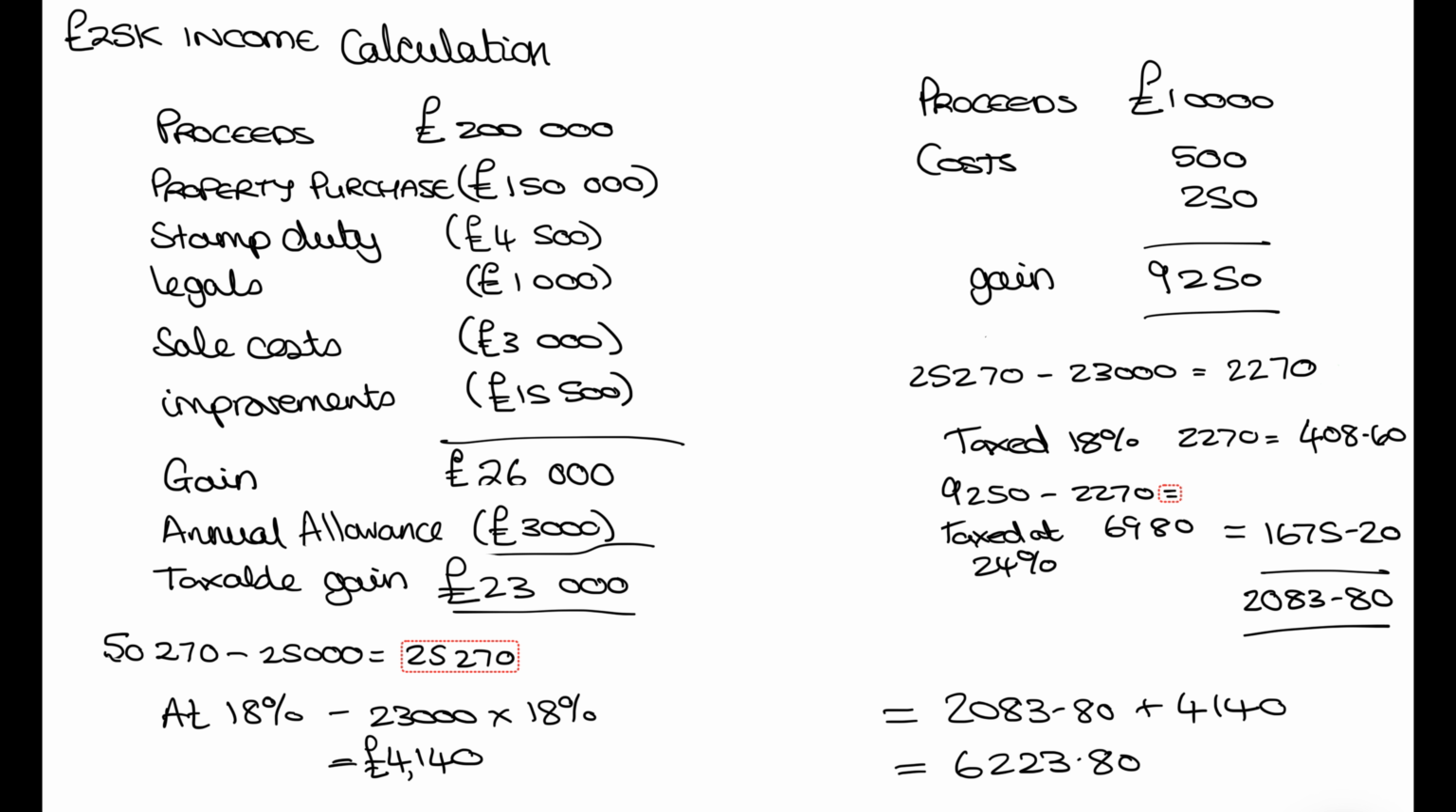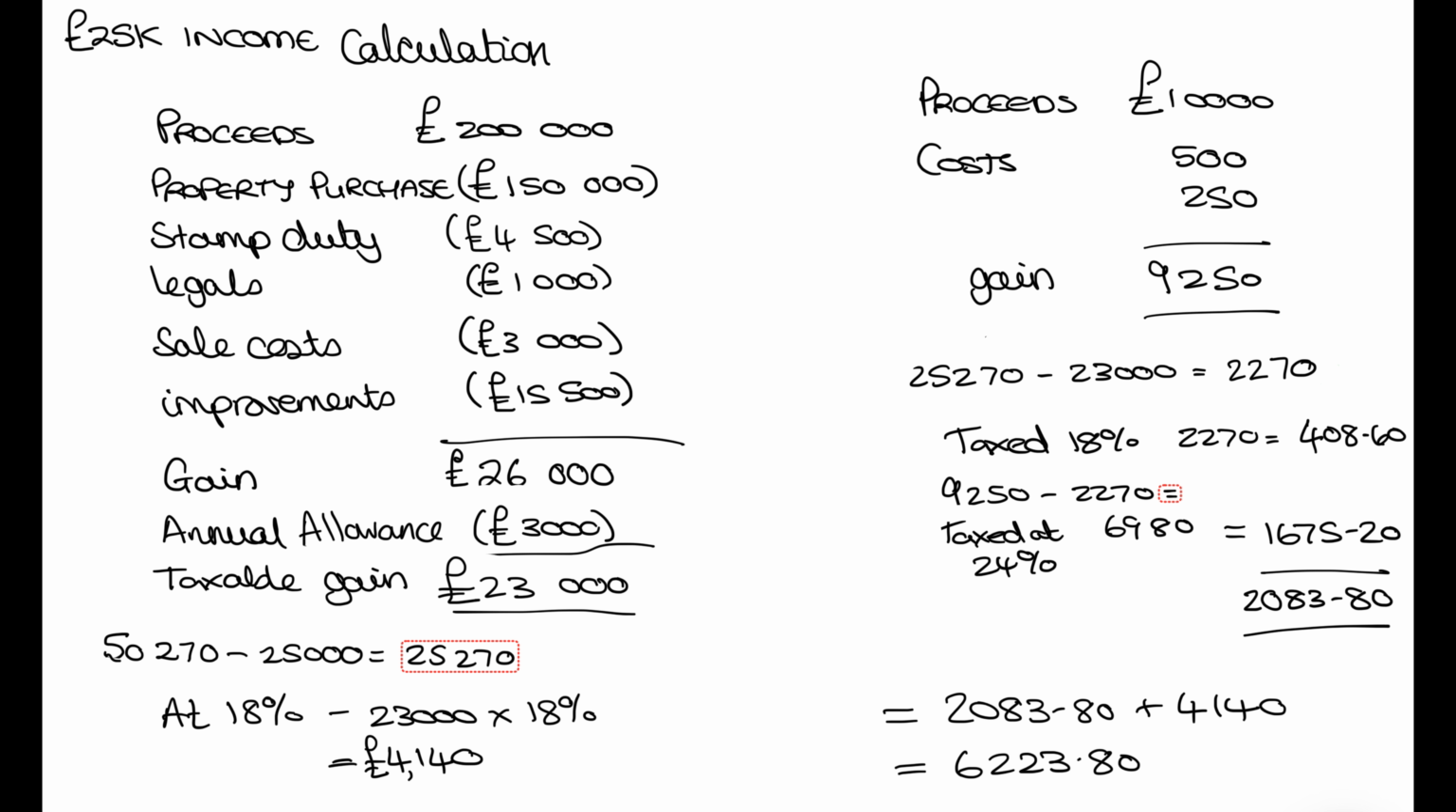$26,000. Now, as individuals, we all have our capital gains tax allowance. Assuming that this hasn't been used yet, because this is the first disposal in a tax period, we have our annual allowance, which is $3,000. So this gives us a taxable gain of $23,000. Now the question is, what have you earned in that tax year?